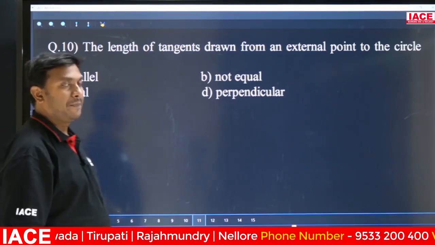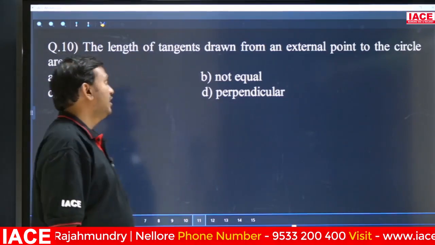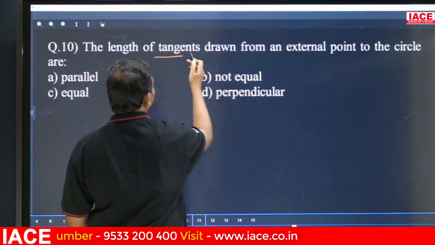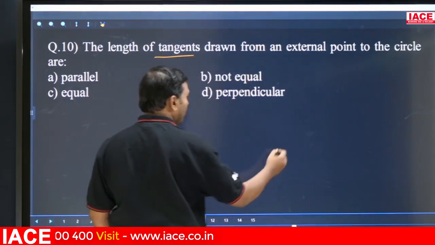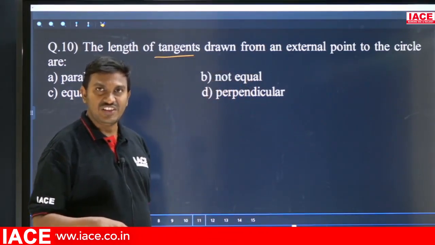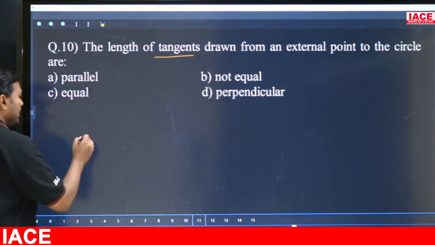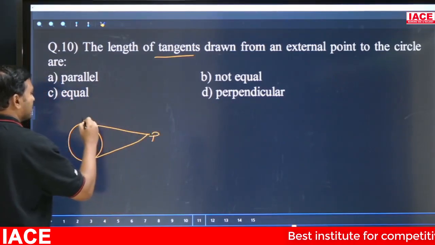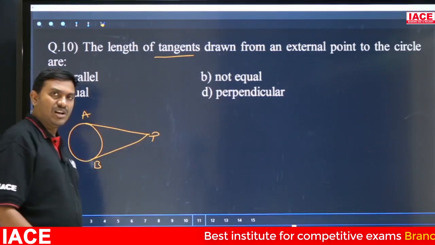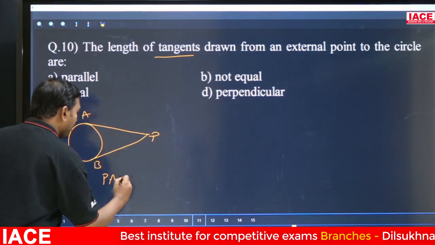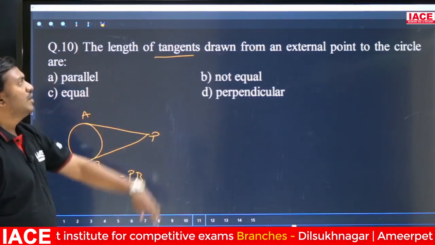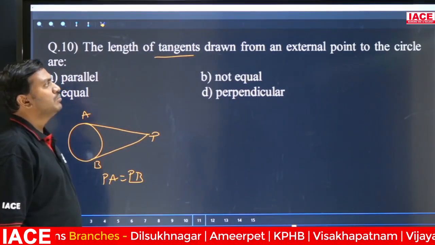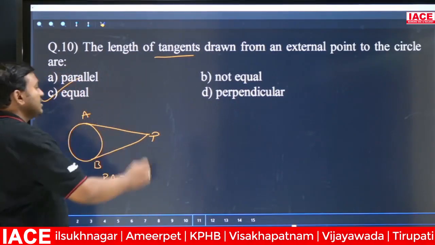Question number 10. Again, the question is related to geometry. The length of the tangents drawn from an external point are always, so different cases we'll discuss here. I'll tell one thing. What is the first case? If two tangents are drawn from an exterior point, that means if two tangents intersect each other at an external point, then immediately we say the two tangents are always equal. So that is the point here. If the tangents are drawn from an external point, both tangents are always equal. So this is the first point we'll discuss.